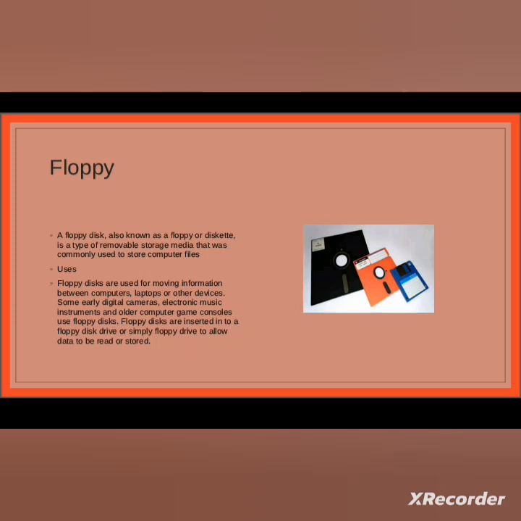In the early days of personal computing, floppy disks were widely used to distribute software, transfer files, and create backup copies of the data. Floppy disks are used for moving information between computers, laptops, or other devices. Some early digital cameras, electronic music instruments, and older computer game consoles use floppy disks. Floppy disks are inserted into a floppy disk drive, or simply floppy drive, to allow data to be read or stored.